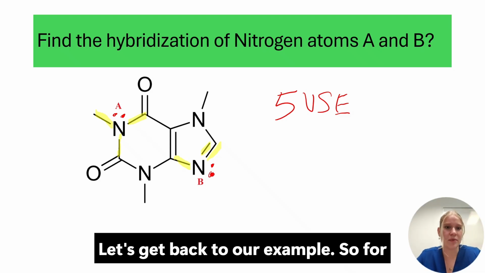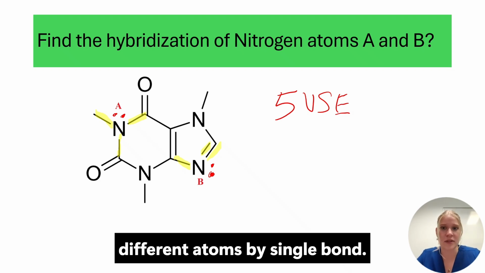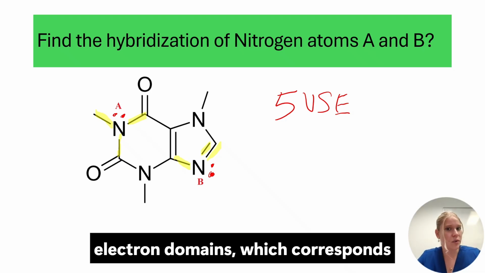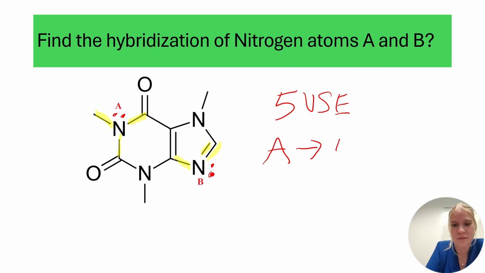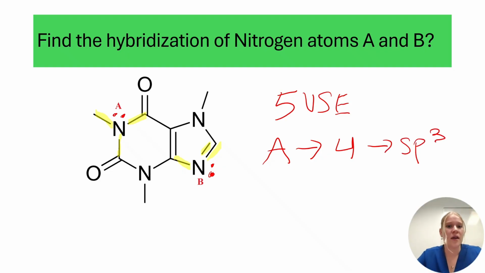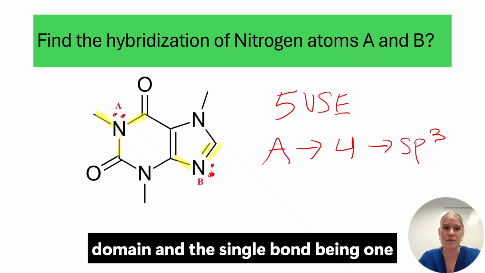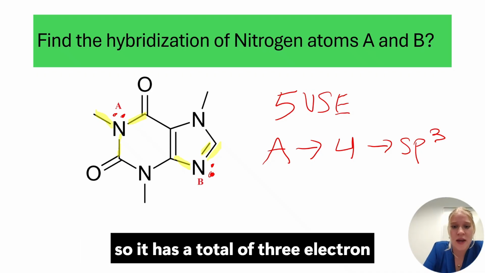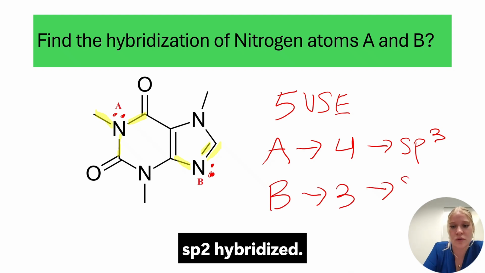Let's get back to our example. So for nitrogen A, it's connected to 3 different atoms by a single bond. Including its lone pair, it has 4 electron domains, which corresponds to our sp3 hybridization. Now for nitrogen B, it's part of a double bond, so with the double bond being one domain and the single bond being one domain, its lone pair is also one domain, so it has a total of 3 electron domains, making it sp2 hybridized.